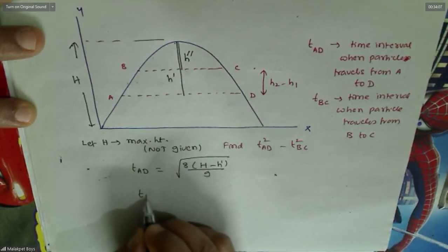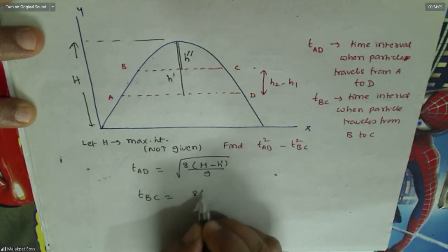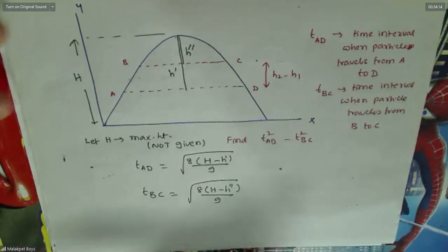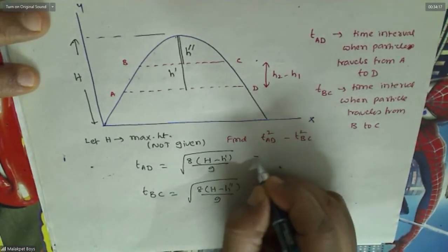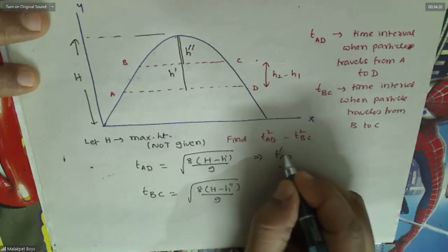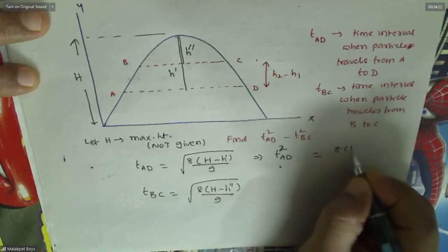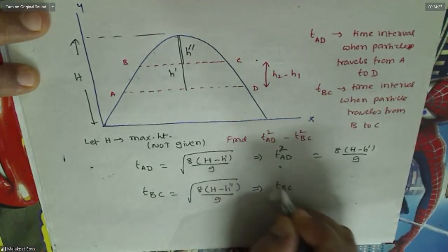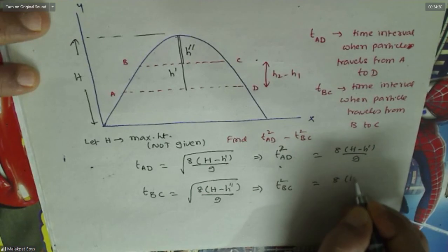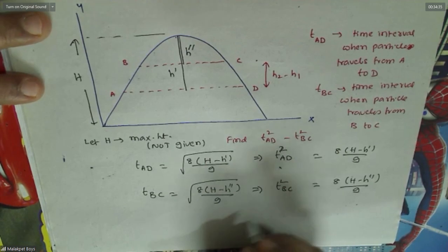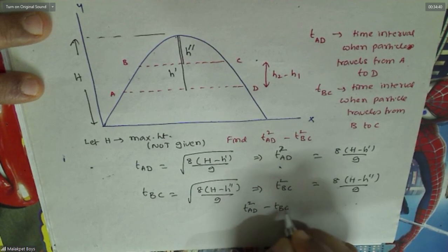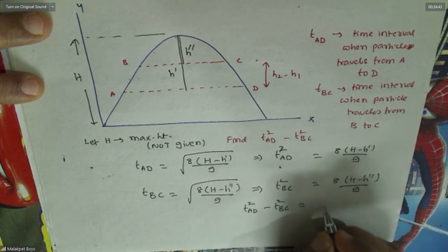Just now we have done this. Agreed, sir. Now you can see squaring of this, 8 into (H minus H dash) by G. This is T BC, 8 into (H minus H double dash) by G. Do you agree with this? Now we need AD minus BC. Do you agree with this?